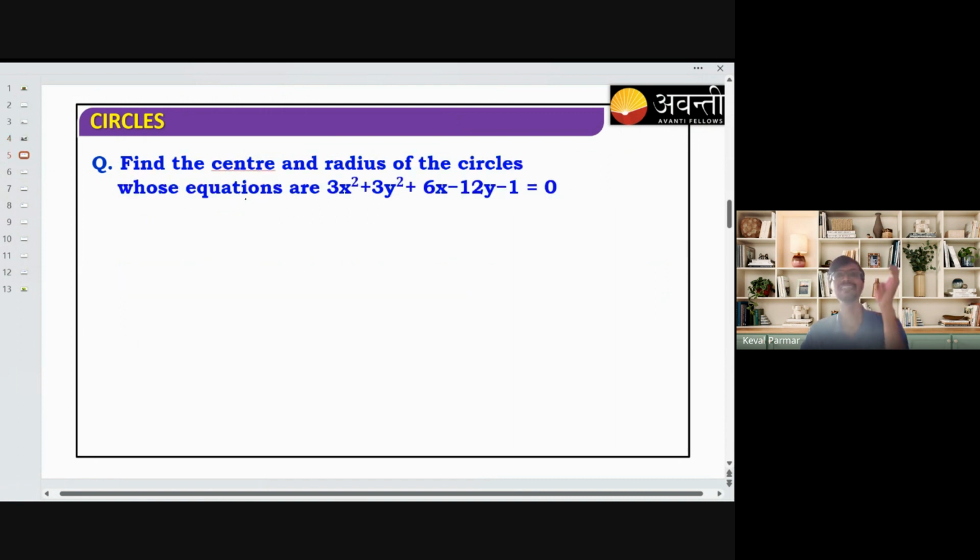Let's see the next question. Find the center and radius of the circle. Now, this is a much simpler question than the previous question. So I'll give you 2 minutes to try. Come on, let's see. Very simple question and you have to do the same thing as you did in the previous question. Let's see what answer you give. You can write the center and radius in the chat box. I think 1 minute is enough.